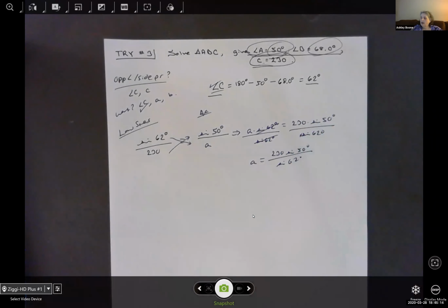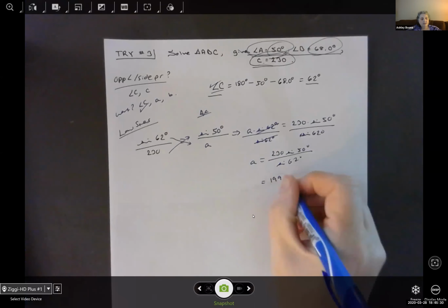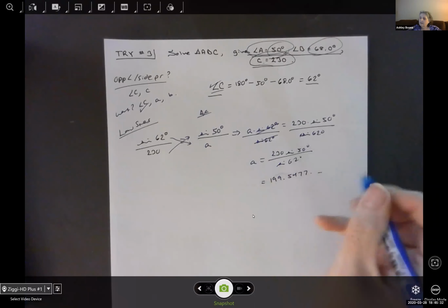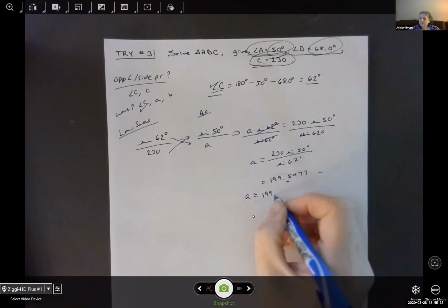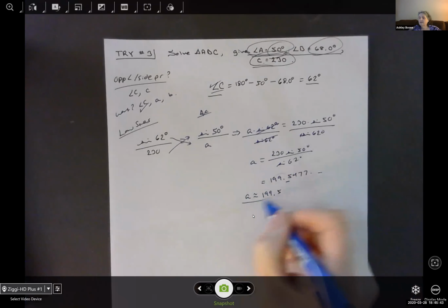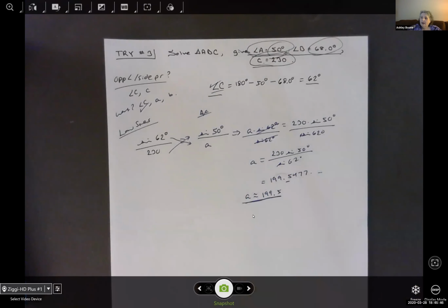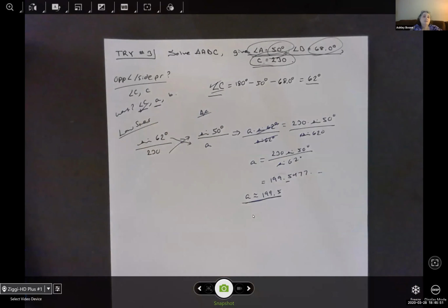So go into your calculator, do the calculations. Again, make sure you're in degree mode. And we get 199.5477, etc. I'll go to the 10th. So A is approximately 199.5. Do I know units? I don't. I don't know if it's inches, centimeters, whatever. So I'm just going to write it as 199.5. So I have angle C. I had side A. Let me do the same thing for side B.